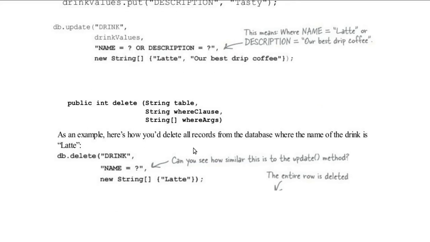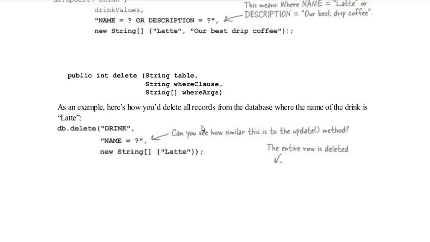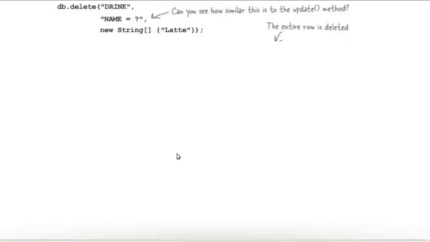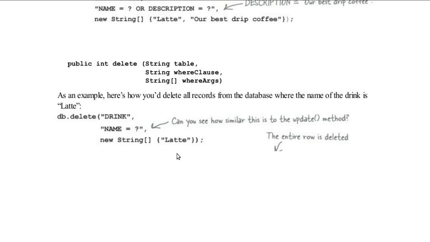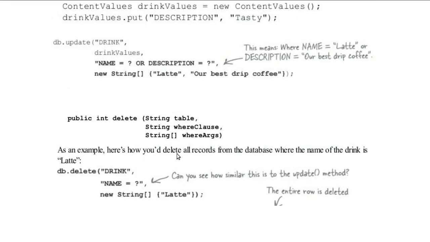Similarly we have delete. Here the syntax is first the table name, then the where clause, and then the where arguments. Here we want to delete the drink whose name is latte. We want to delete that object whose name is latte. So that's the end of the database. You can understand easily how we can insert, how we can delete, how we can update.